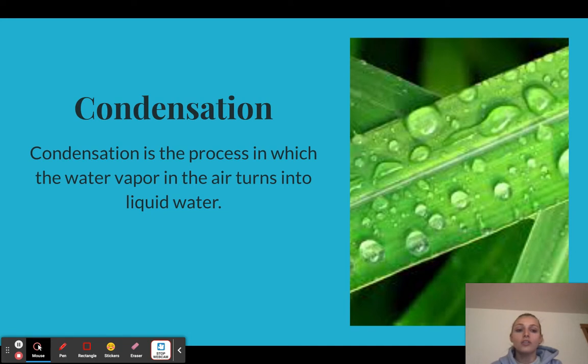Condensation. Condensation is the process in which the water vapor in the air forms into liquid water. As the water vapor rises into the atmosphere, it cools down and turns back into liquid form, creating clouds. Examples of this would be dew on grass early in the mornings, or when your glasses fog up and you can't really see out of them.